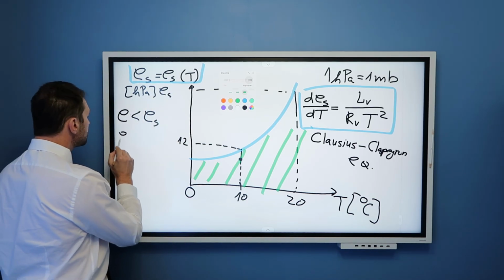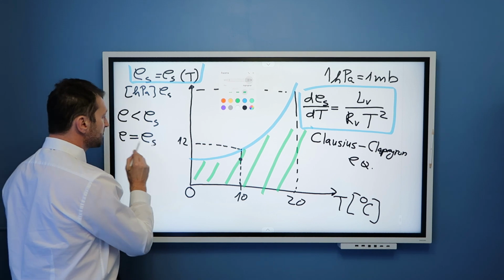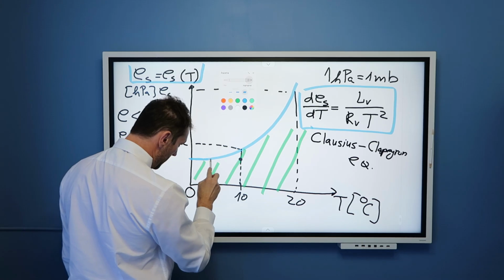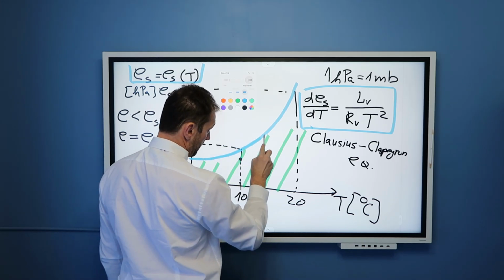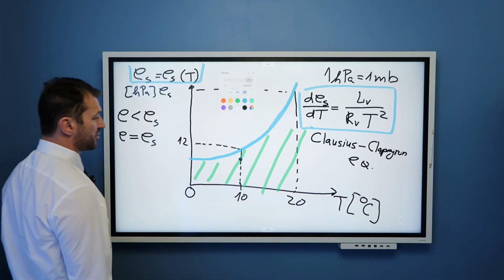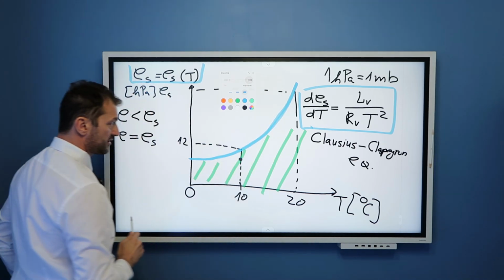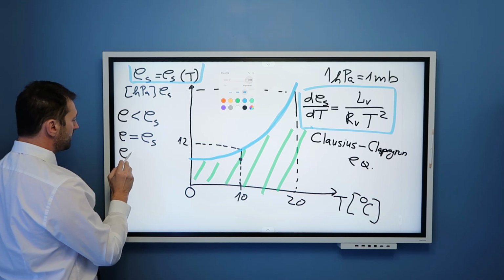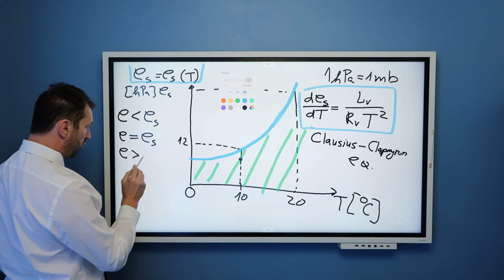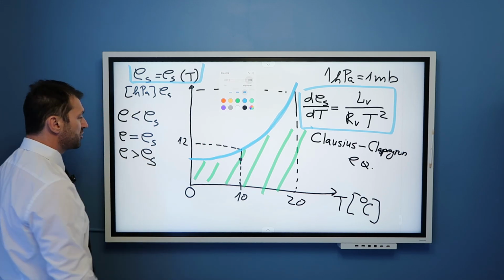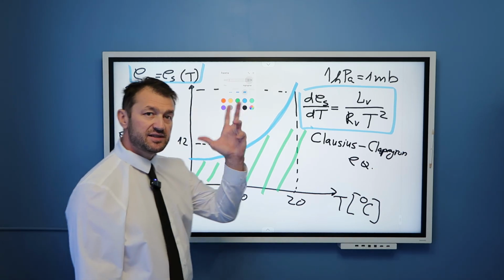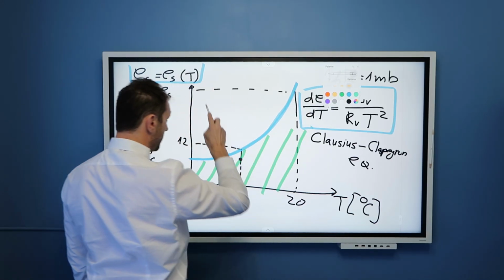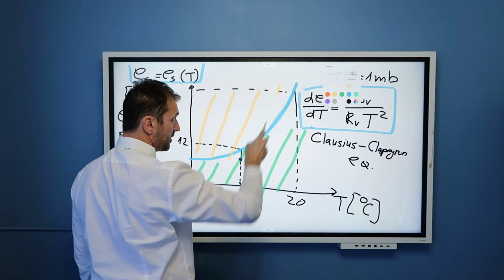Then we have the case when E is equal to ES, and that is exactly, of course, this curve. When we are on this curve, then we are achieving saturation. This is the saturation that we discussed. And lastly, we can also be in the domain when partial pressure of water vapor is larger than the saturation. And this is a very transient condition. That would be, of course, somewhere here, not somewhere, it would be this region over here.